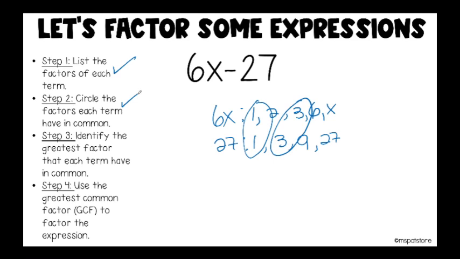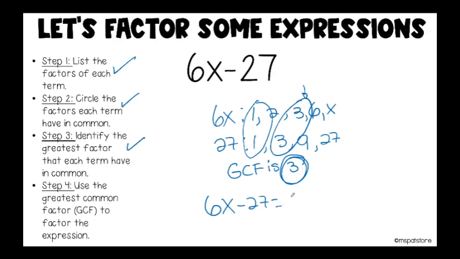So step number 3, it says that I need to identify the greatest factor that each term have in common. So my greatest common factor is 3. This is the biggest number that they share, that they have in common. So now I'm ready to follow step number 4, which is basically use the greatest common factor to factor my expression. I'm going to rewrite my expression, 6x negative 27, and then I'm going to use my greatest common factor as a distributive property. So it will be 3 times what is equal to 6x? Well, 2x. 3 times 2x is equal to 6x.